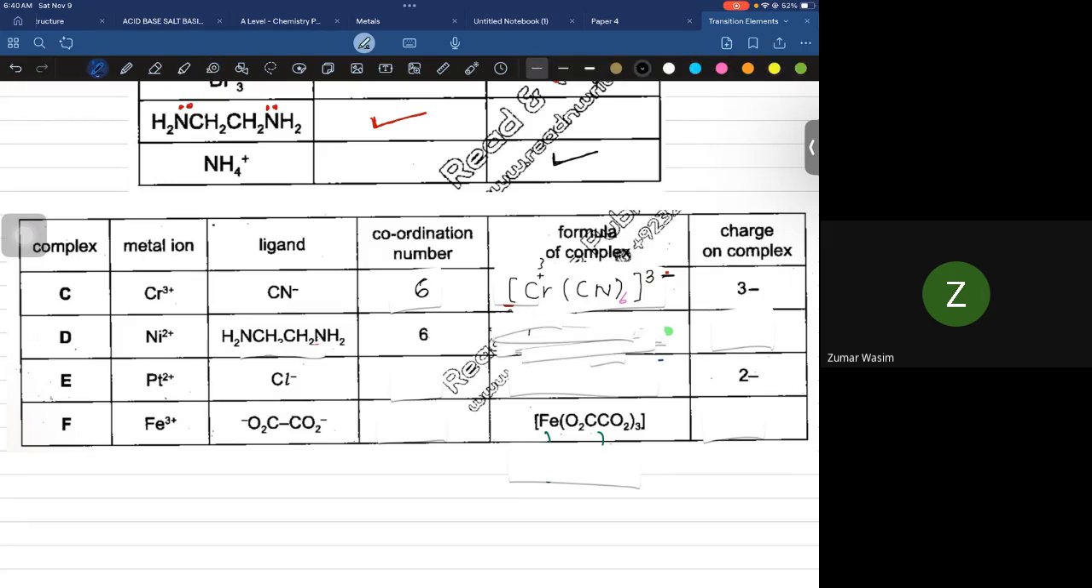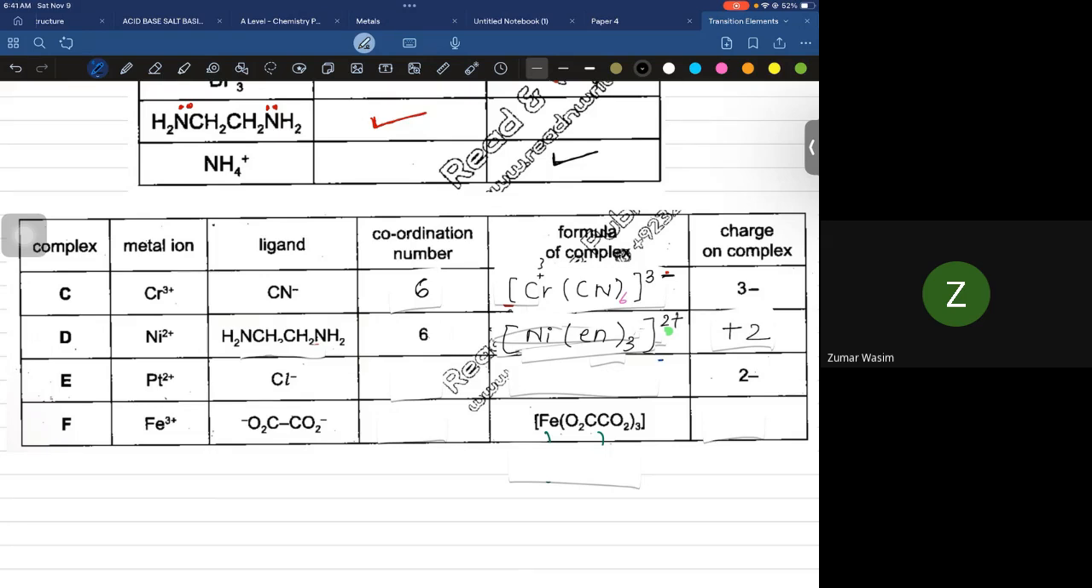This is Ni, this is En 3. Now you will ask that 6 is written here, why am I writing 3? Because I know En is a bidentate ligand, each En can make 2 dative bonds, so 3 En would make 6 dative bonds. Nickel is plus 2. This is a neutral ligand, so overall charge of the complex would be plus 2. It's very easy.